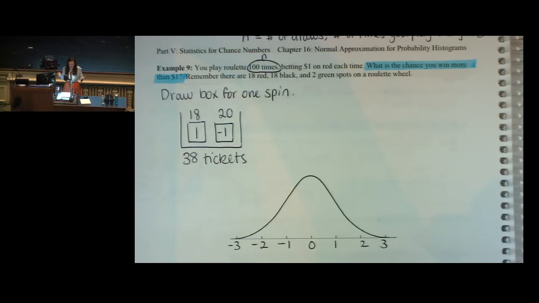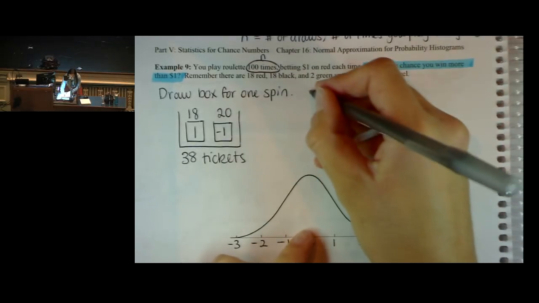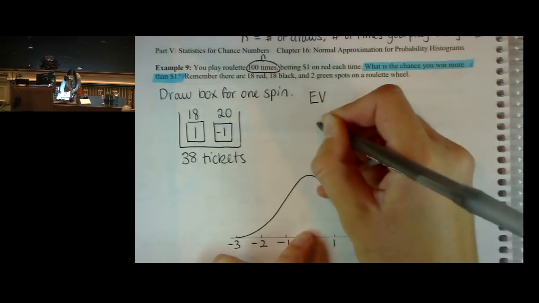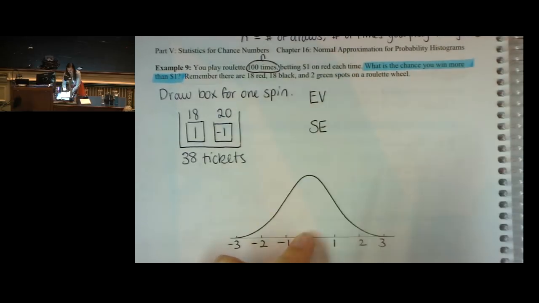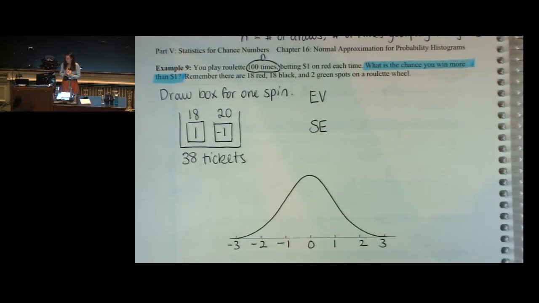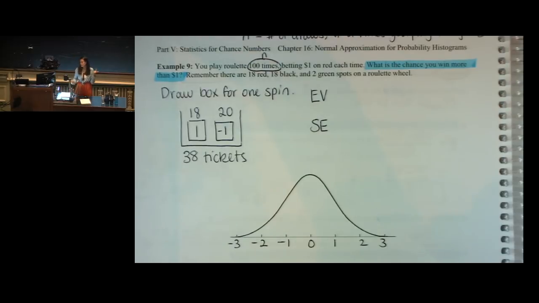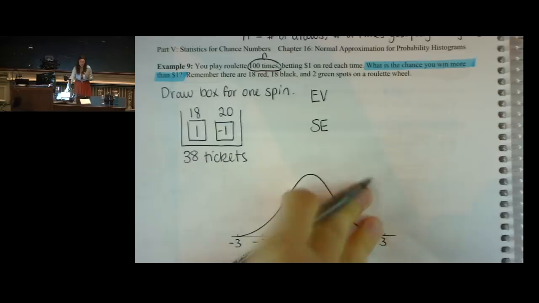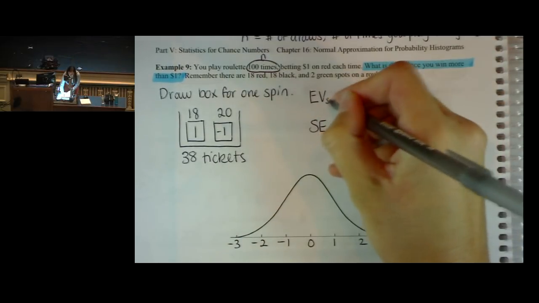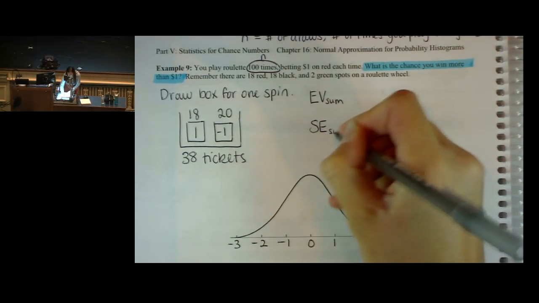And now that I have that, I should be able to find my expected value and standard error. And the question is, which one am I going to use? Looking through this problem, I don't see the word sum, I don't see the word average, I don't see the word percent. So what do you guys think we should use? Sum, good, because if it doesn't say average or percent, we're going to use sum. We're adding up how much we win and lose.